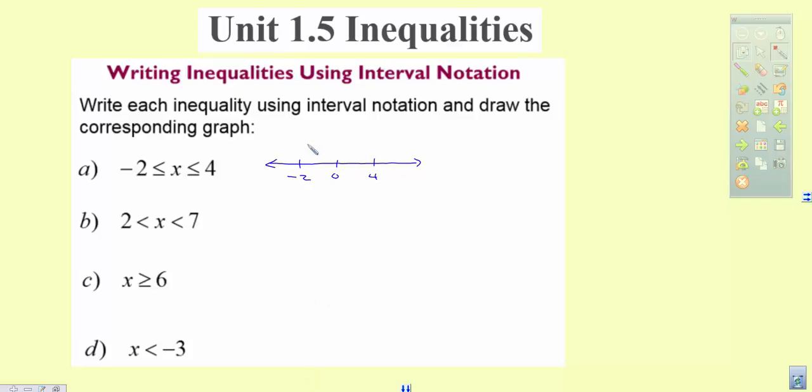Now, when we draw this, we know that at -2 we have a closed-in circle. Or if we wanted to do it a different way, we could use a bracket, because x is greater than or equal to -2. And x is less than or equal to 4. So same thing, it'd be a closed-in circle, which means a bracket. And so our final solution here, in interval notation, would be from -2 to 4.